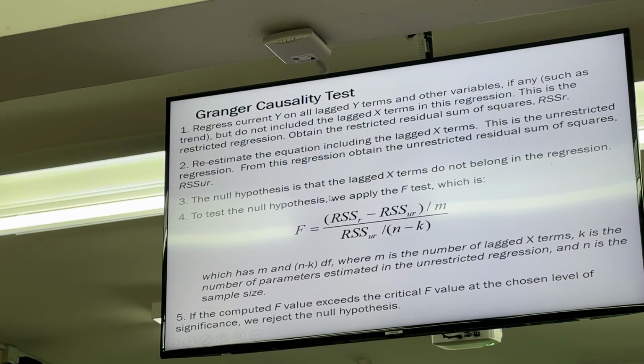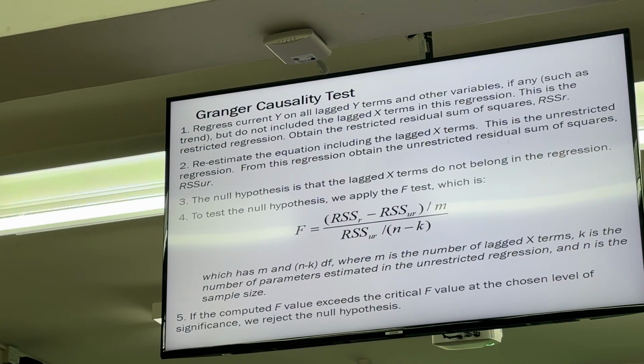If your test statistic exceeds the critical value, this follows the F distribution, right? This is no longer t. This follows the F distribution. So here is the rejection region. If your computed F is greater than the critical value, you fall in the rejection region. So you reject the H null.